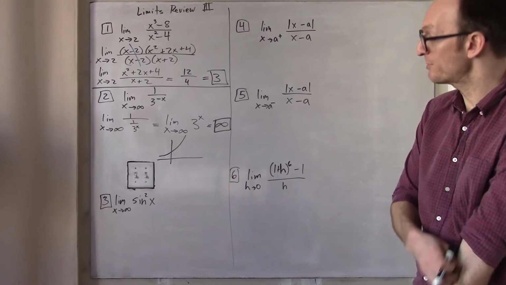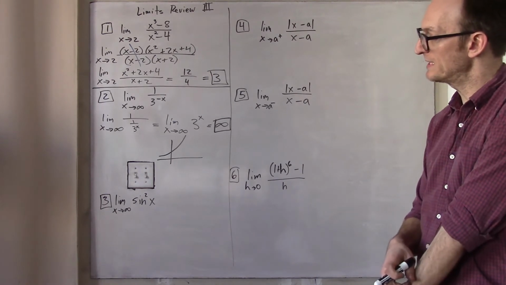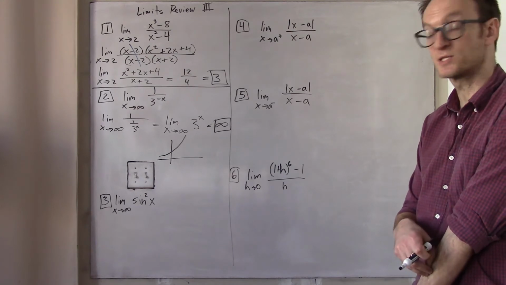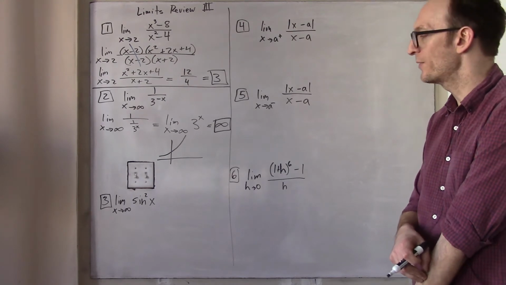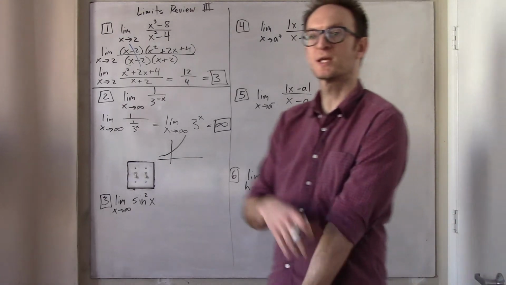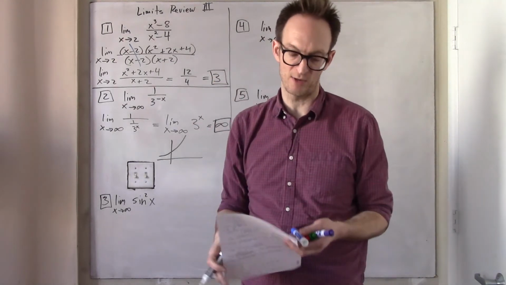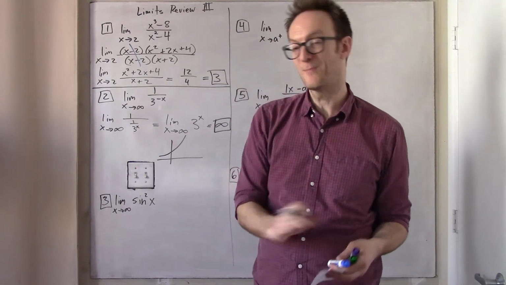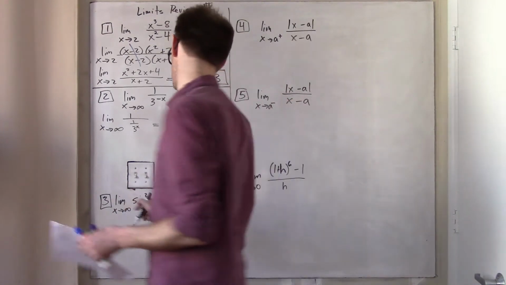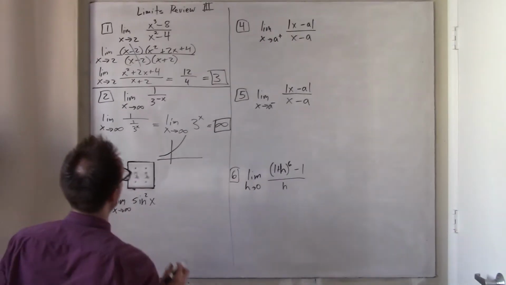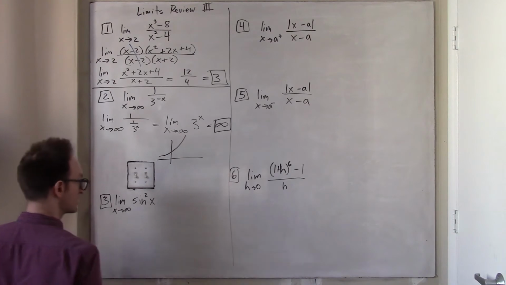Okay, this number 3 is also maybe a little bit silly. The limit as x approaches infinity of sine squared x. Well, okay, what is sine squared going to do? It's just going to kind of go up and down and up and down. How does it go up and down and up and down? Maybe that doesn't actually matter, but we can answer this question. This is maybe a good time to review this or something.